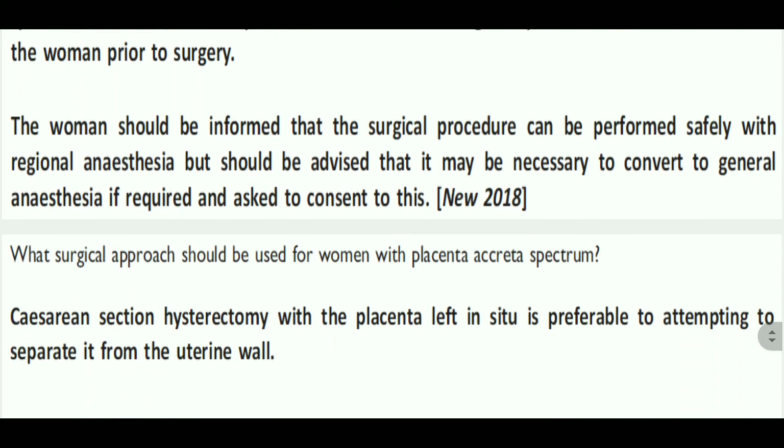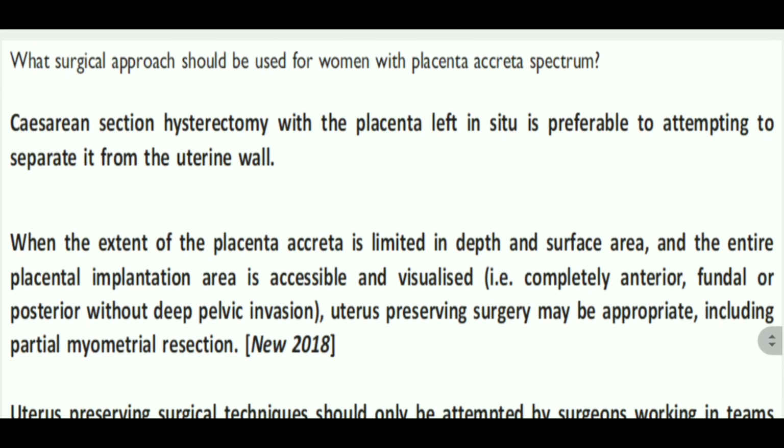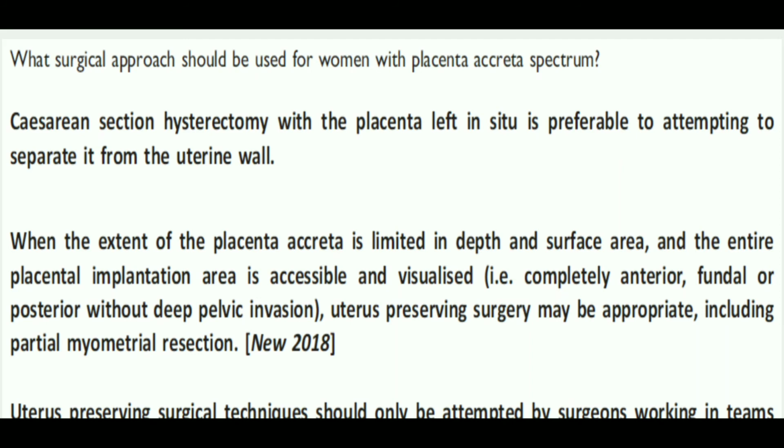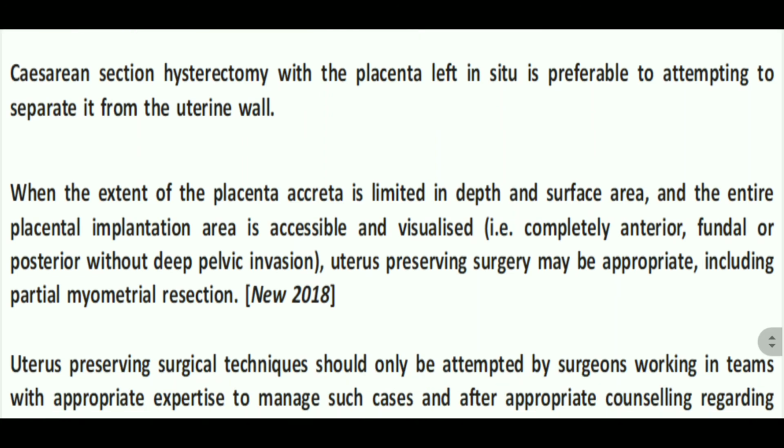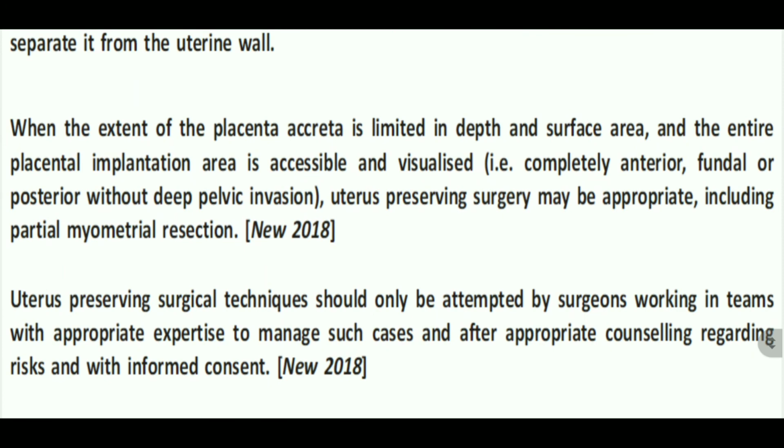Now, what surgical approaches should be used for a woman with placenta accreta spectrum? First of all, cesarean hysterectomy. And rather than attempting to separate the placenta from the uterine wall, it's better to leave the placenta in situ. Now, in what cases do we have to go for uterus preserving surgery? It's written that when the extent of placenta accreta is limited in depth and surface area, and the entire placental implantation area is accessible and visualized, then uterus preserving surgery may be appropriate, including partial myometrial resection.